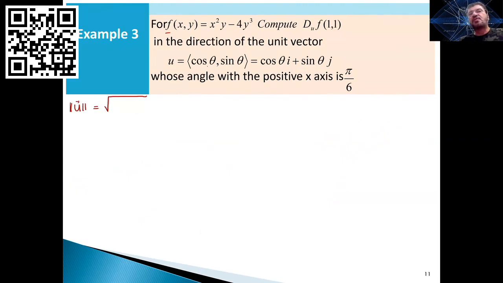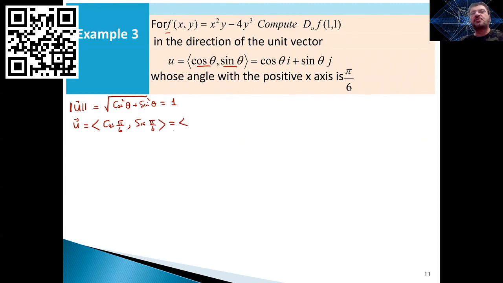It's the square root of the square of the first plus the square of the second. And we know that sine square plus cosine square is 1. So now I know it's a unit vector. But I need this vector at what? At pi over 6. So what's u now? u is the vector cosine pi over 6, comma, sine pi over 6.